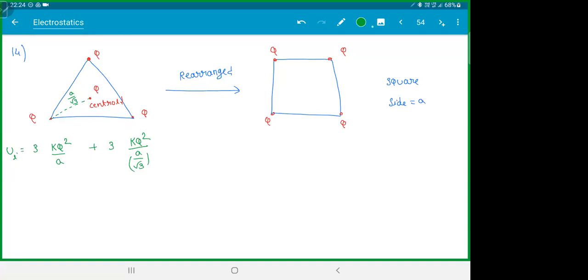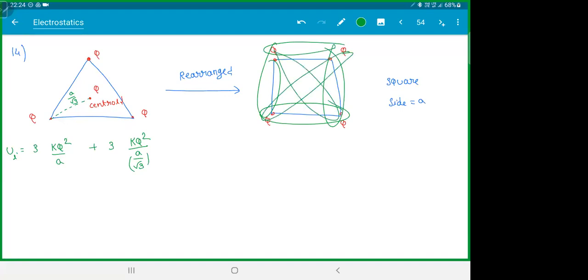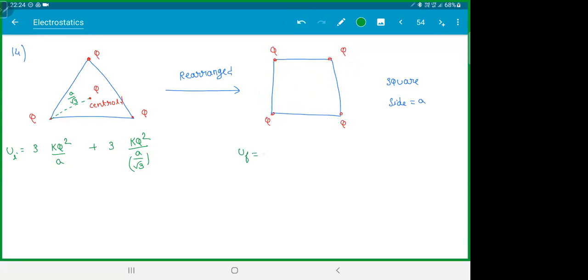3 side pairs and 3 centroid pairs. Here, how many are there? Here you have 4 side pairs and 2 diagonal pairs, na? So here the final energy is 4 into kq square by a, 4 side pairs, plus 2kq square by √2a, 2 diagonal pairs. Oh yeah, so work done by external is U final minus U initial. Check.